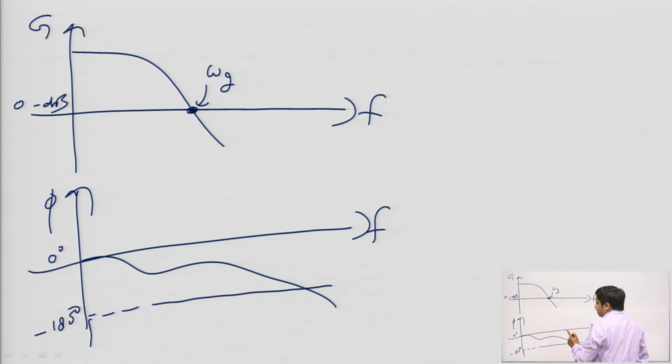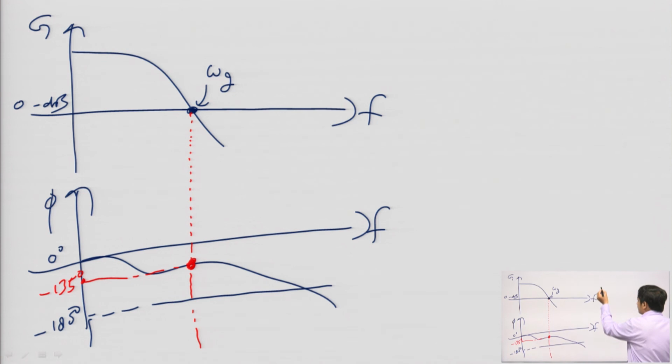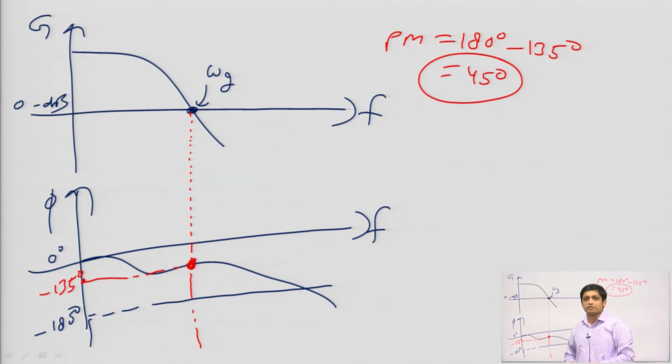Fine. Now, again we are going to calculate the phase margin. To calculate the phase margin, what do we do? We draw a vertical line from the gain crossover frequency, and of course it will cut the phase plot at a particular angle, and this time let us say it is minus 135 degree. Then what will be the phase margin? The phase margin will be 180 degree plus that angle, minus 135 degree. So, the phase margin is 45 degree. Now, it is positive. So, in this case the phase margin is positive. So, this amplifier is stable.